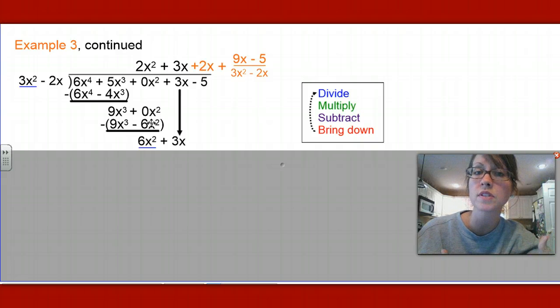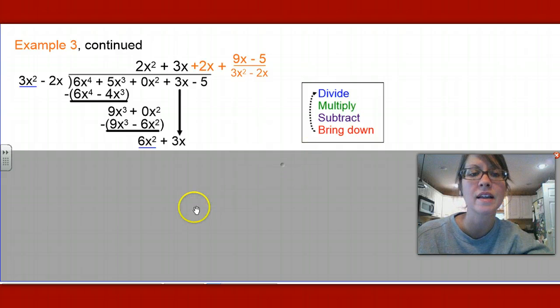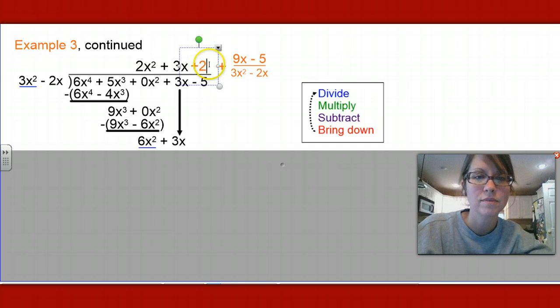If you're going through and all of a sudden you don't have like terms, if you had brought the 3x down, but then you have 6x squared underneath it, you probably missed a 0. Okay, so now we bring the 3x down, and you continue this process. Okay, the divide step, we get a 2x to put on top by taking 6x squared divided by 3x squared. That's not a 2x. That's just a 2.